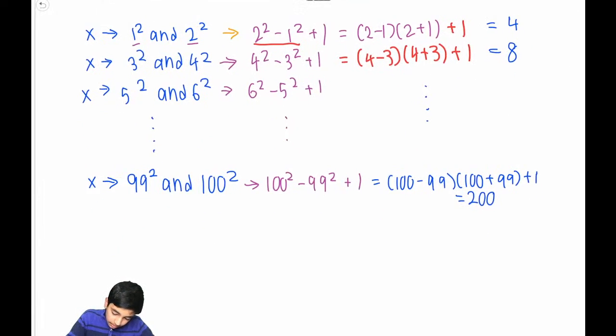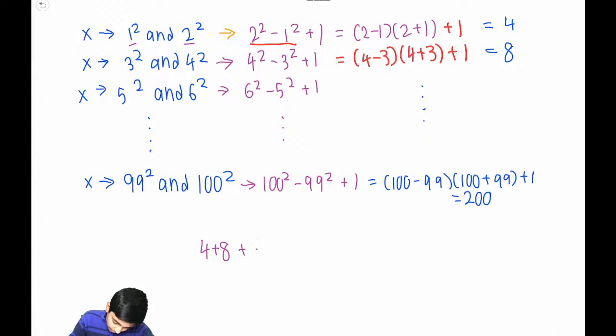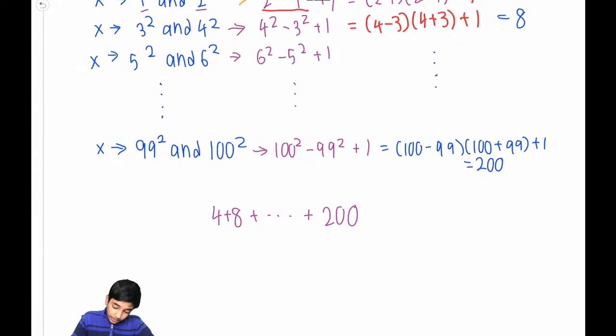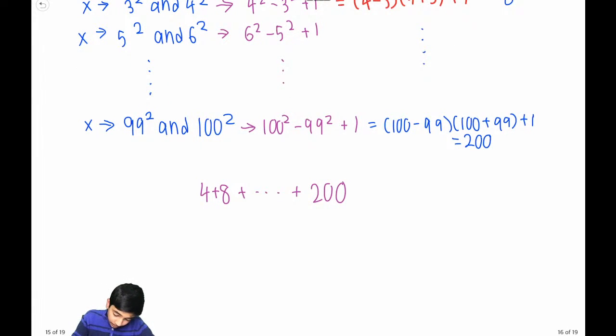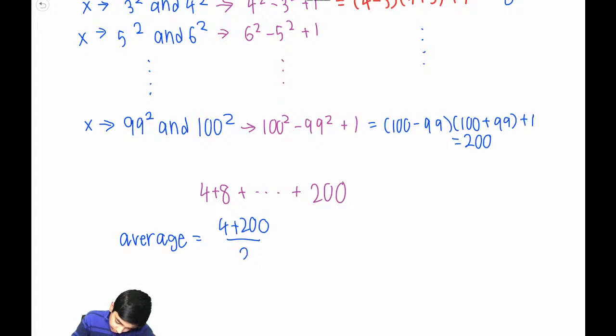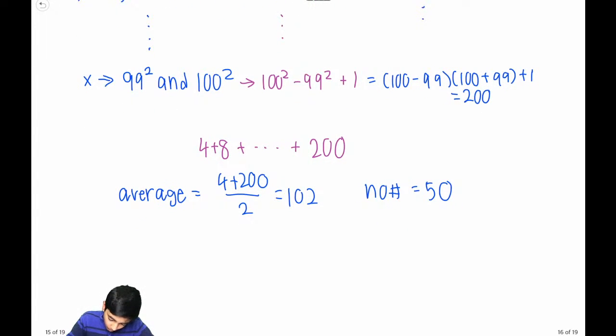And now it's the sum of 4 plus 8 plus, till 200. That's just an arithmetic sequence. And if you remember from the AMC MathCounts class, we covered how to sum arithmetic sequences. The sum of an arithmetic sequence is equal to the average of the first and the last terms times the number of terms. The average of the terms is 4 plus 200 divided by 2, which is 102. And the number of terms is 50. So the overall sum is equal to 102 times 50, which is equal to 5100, the answer.